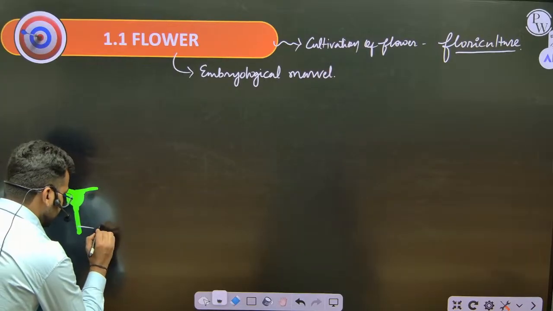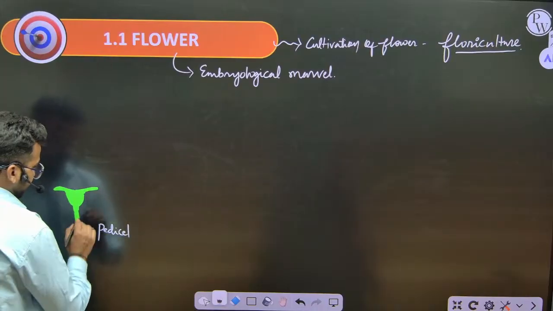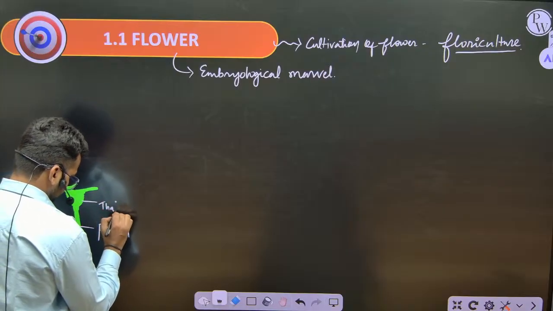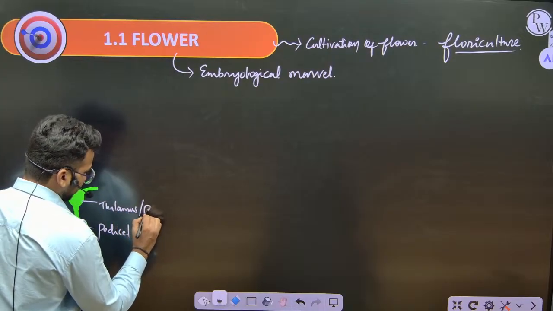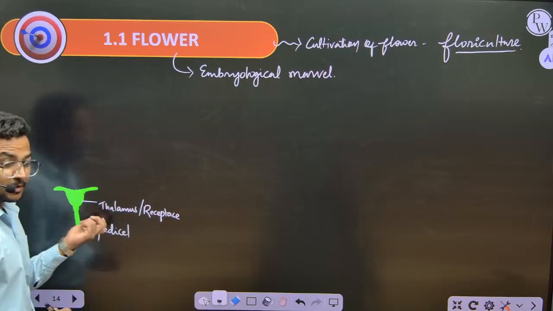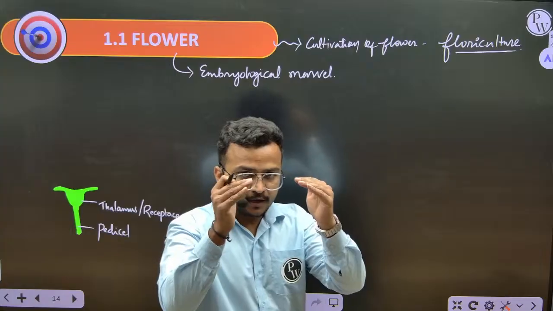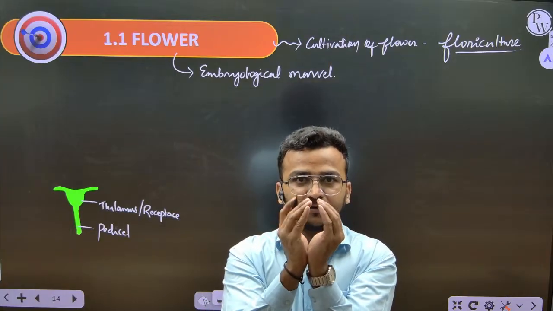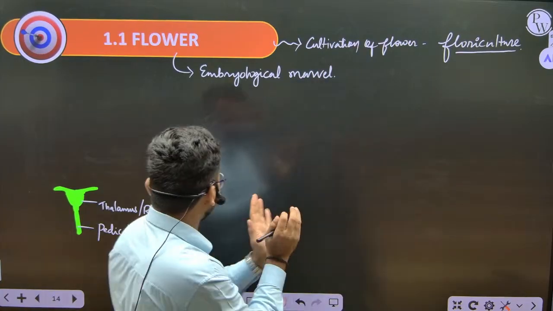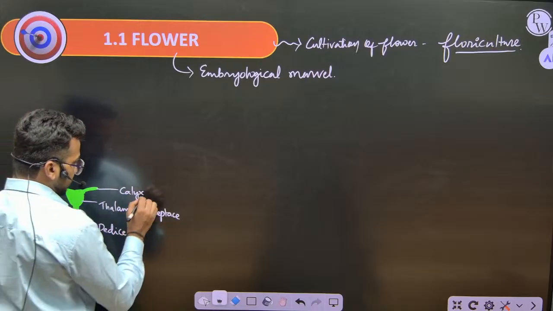This is the stalk of the flower, which we call pedicel or peduncle. And this is the swollen base of the flower, which we call thalamus or receptacle. Next to that, you are seeing the outermost whorl. When the flower is in the bud stage, the outermost green colored part is called the calyx, where the individual units are sepals.